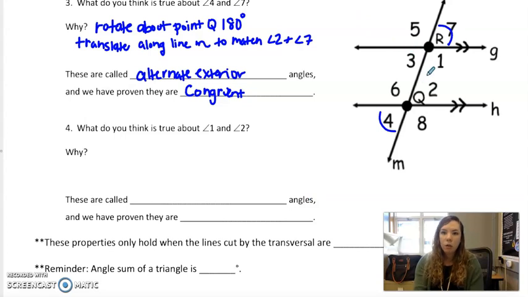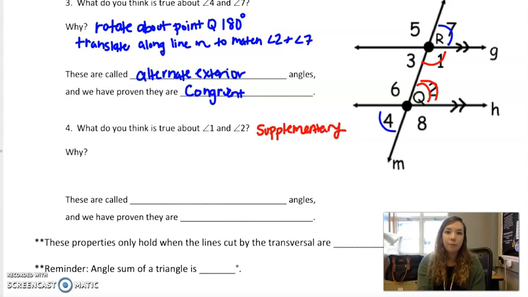Angle 1 and angle 2 are same side interior. I think that they are supplementary, or I know that they're supplementary. And let's talk about why. So that's why I did different arcs, one arc. If they were both one arc, I'd be saying they're congruent, but I don't think that. I think they're supplementary, so I want different amounts of arcs to show that they are different.